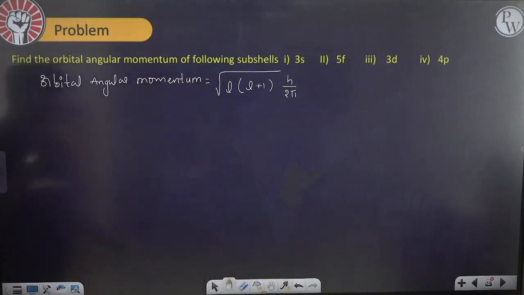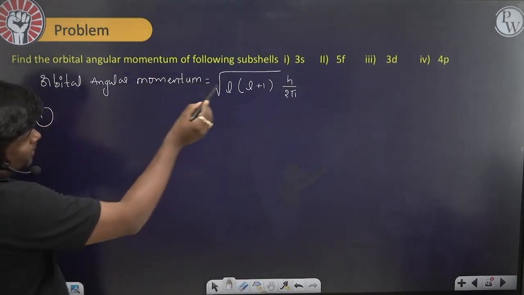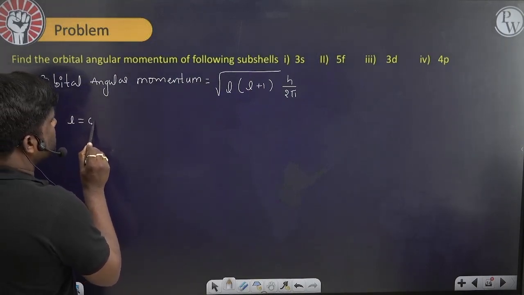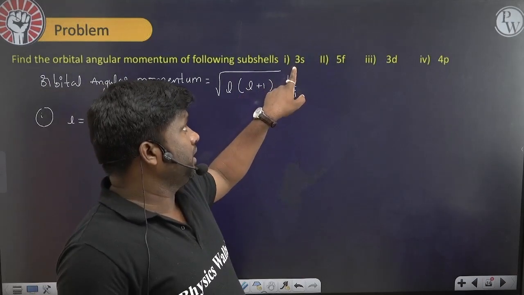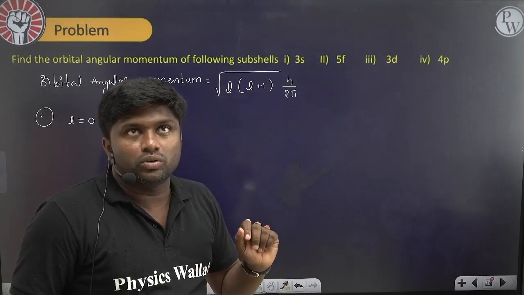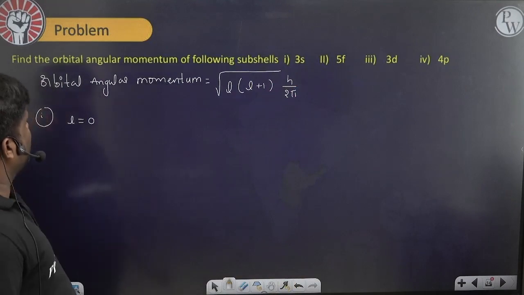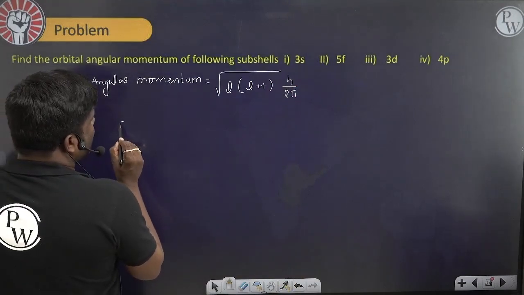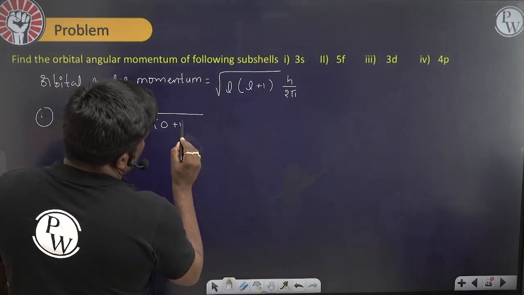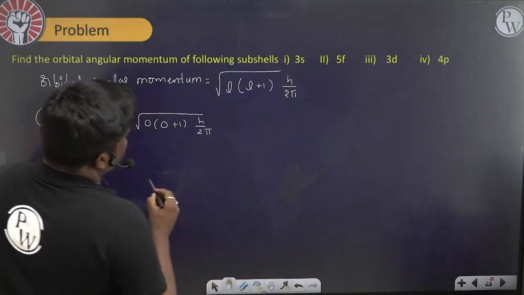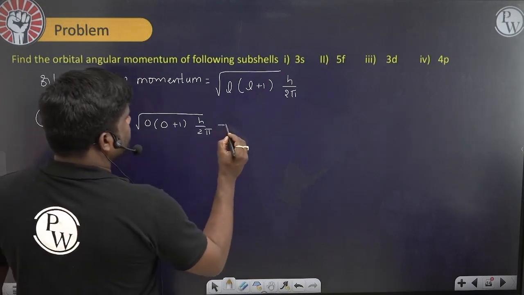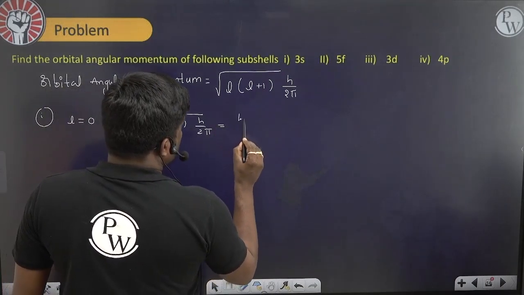So now we are calculating the orbital angular momentum for the first question, 3s. For the s orbital, the L value is 0. In 3s, 3 is the n value, and we don't have any requirement for the n value now. We are only concerned with the L value. L value for s orbital is 0, so the orbital angular momentum is under root 0 into 0 plus 1 into h by 2 pi. So we will be getting under root 1 into h by 2 pi, which is h by 2 pi.